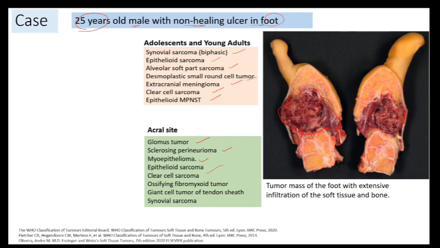Clear cell sarcoma can be a possibility. Ossifying fibromyxoid tumor, we are not seeing any specks of bone or calcification here. Giant cell tumor of tendon sheath can be a possibility. Synovial sarcoma can be a possibility. Okay. Then after this, we had an H&E slide.